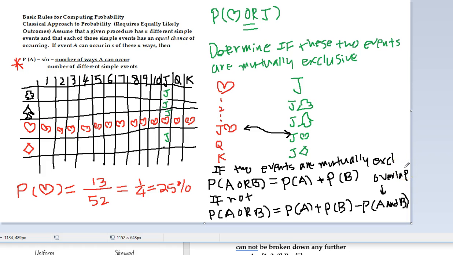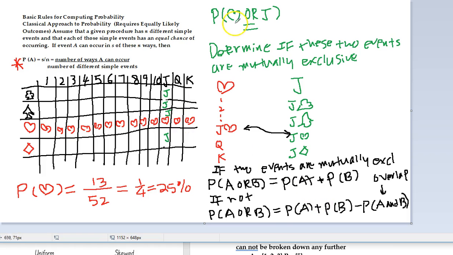Okay, so you have to be careful whenever your problem is connected with the OR. That means you have to determine whether these two events are mutually exclusive or not. If they are, you just add those two probabilities. If they are not, then add those two probabilities and subtract the overlapping area.